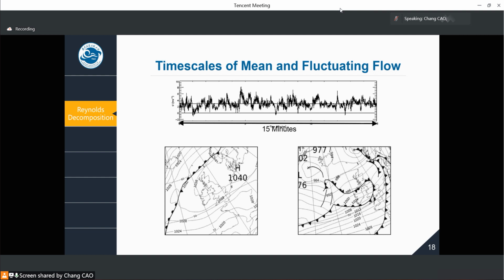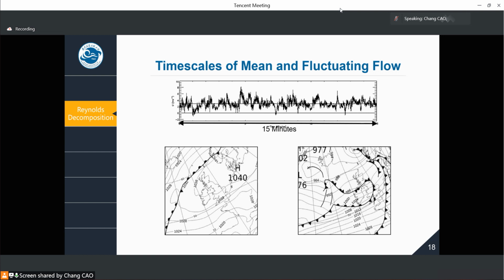Okay? Less than hours or even less than days, it will also meet the requirement here. So here, just please remember that if we want to do the Reynolds decomposition, we should make sure that the fluctuating part has much smaller time variation range than the mean flow. If this condition can be met, we can do Reynolds decomposition here.